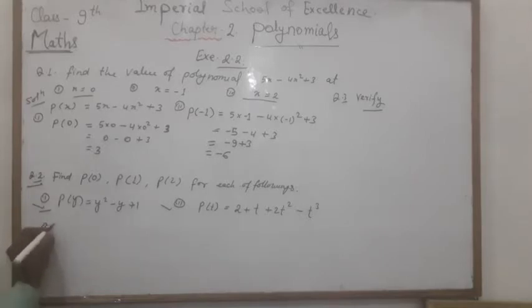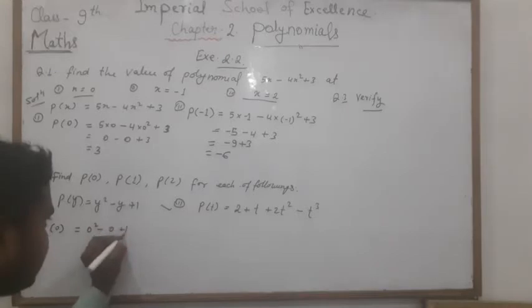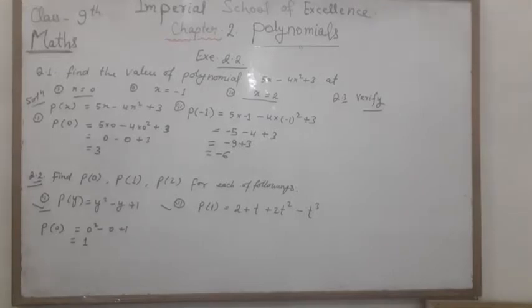See p(0). So put y equal to 0. So what happened? 0 to the square minus 0 plus 1. Finally this 0 minus 0 cancels, finished, and what is left? 1. Okay, so what value of p(0) did we get? 1. So this is for the first.